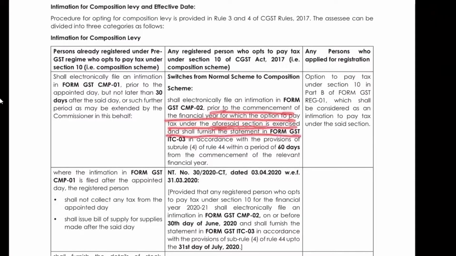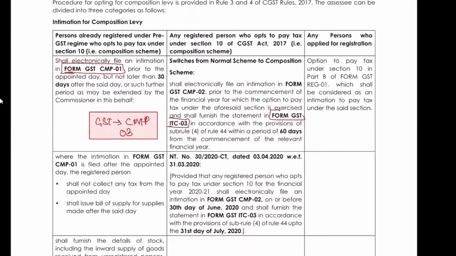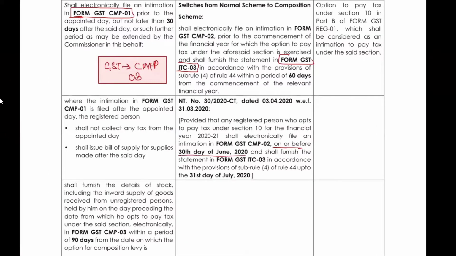Along with form GST CMP 02, form GST ITC 03 has to be filed. One thing is clear which I was not very sure about: GST ITC 03 has to be filed along with form GST CMP 02. One who is already registered under this Act and opting for the composition scheme has to file form GST ITC 03 on or before the 30th day of June. This is not that important.